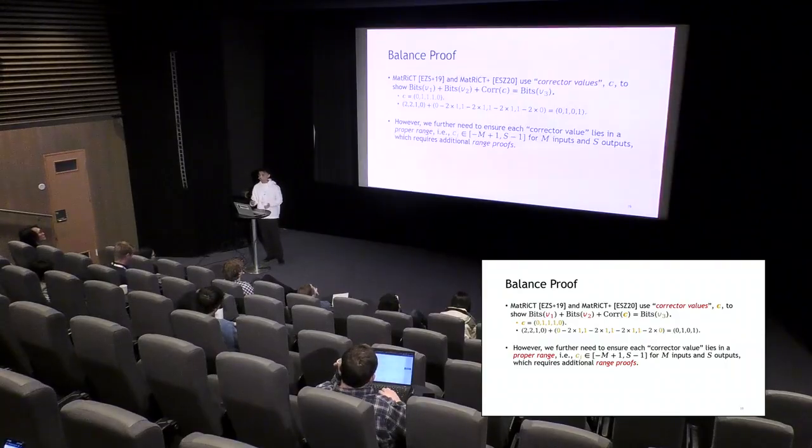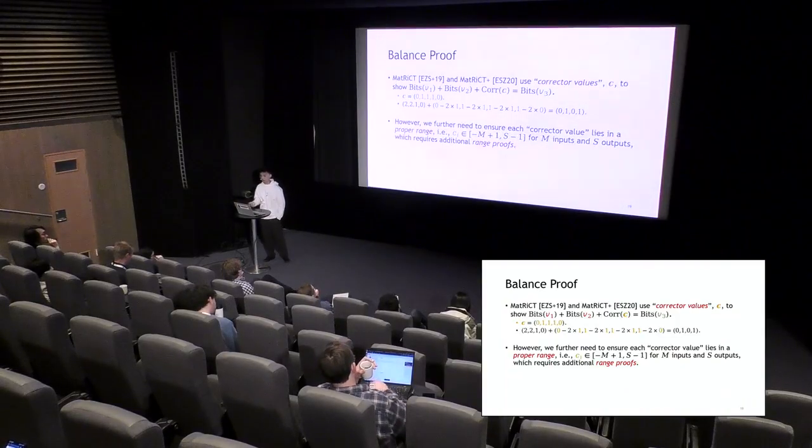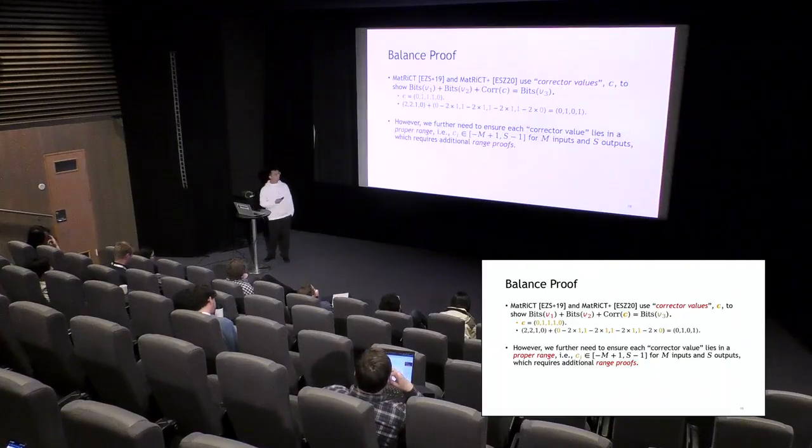But this incurs another new problem. We introduce the new vector of auxiliary values C. So what if the range of C is invalid? So we need to instantiate some additional range proofs for C, and this will incur extra cost.